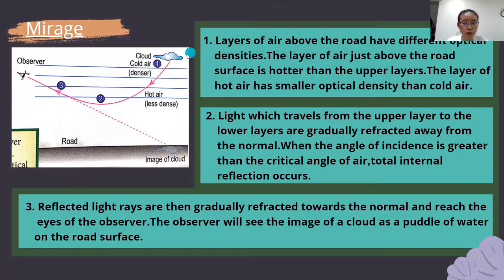So when the light travels from the upper layer to the lower layers, it will refract away from the normal. When the angle of incidence is greater than the critical angle, total internal reflection occurs. So when it reaches here, total internal reflection occurs. Then the light will refract towards the normal again and reach the eyes of the observer. The observer will see the image of a cloud as a puddle of water on the road.